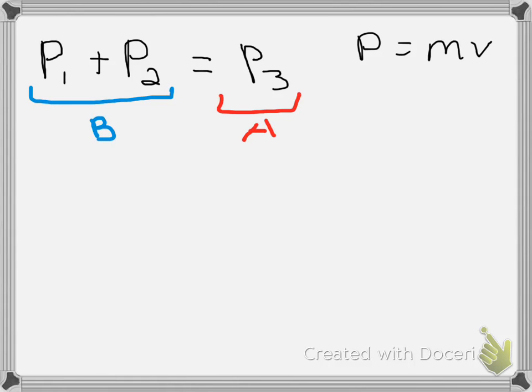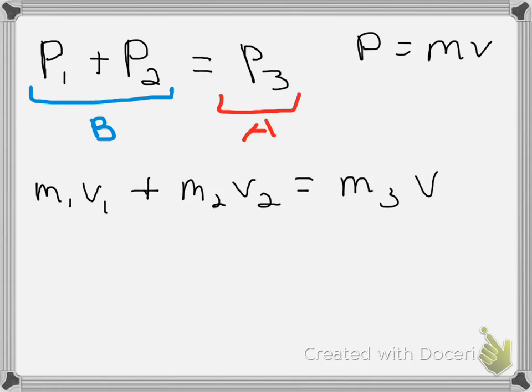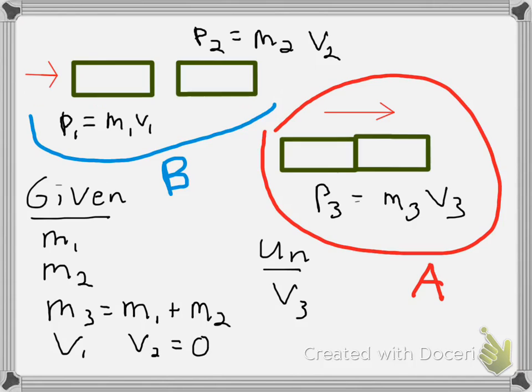So unpacking P1 gives me M1, V1, and then unpacking P2, I have plus M2, V2, and then I'm going to unpack P3, M3, V3. So the first thing we do as always, after we write down our equation here, is we apply our zeros. And in this case we only have one. It's the velocity of the second car here. That is equal to 0.